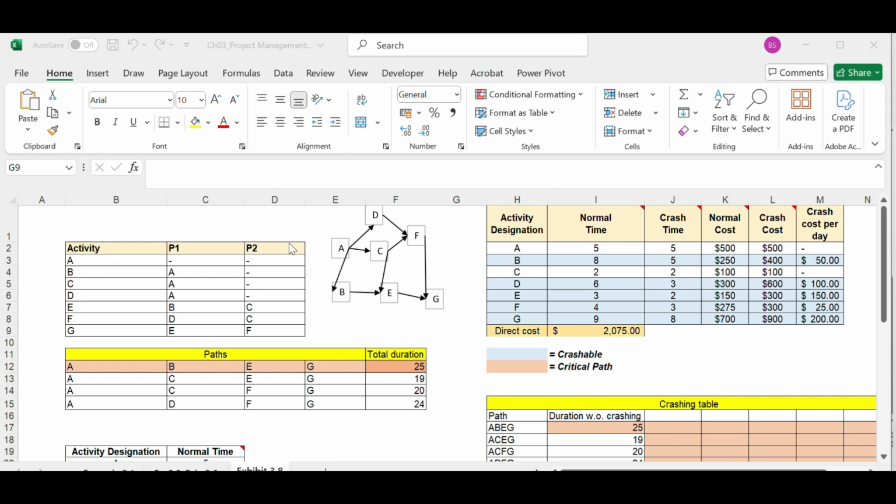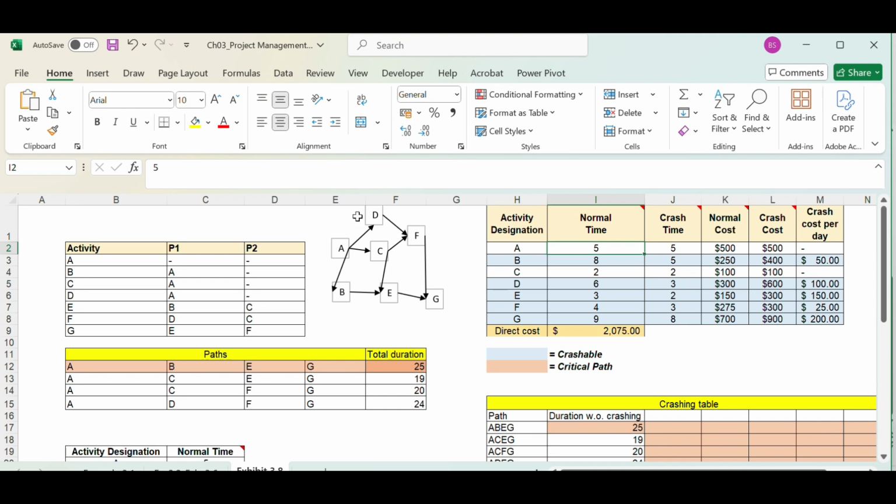Here also you can find four paths: A, D, F, G; A, C, E, G; A, B, E, G; and A, C, F, G. Now this table on the right side shows the normal path and the normal time, crash time, and the crash cost. It also shows the crash cost per day.